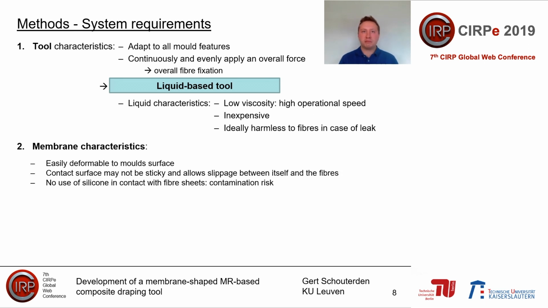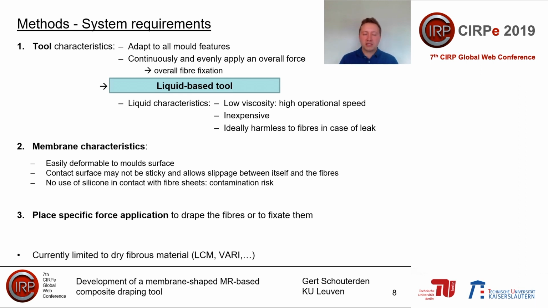Next, we also need a membrane to contain this fluid. The requirements of this membrane are that it should be easily deformable to the mold surface. The contact surface may not be sticky, to allow slippage between the fibers and the membrane, and silicone cannot be used due to the risk of contamination. Lastly, we also need a way of applying specific forces to specifically drape or fixate the fibers. And just a remark: we are currently only focusing on the draping of dry fibrous material, like for example in LCM or VARI processes.